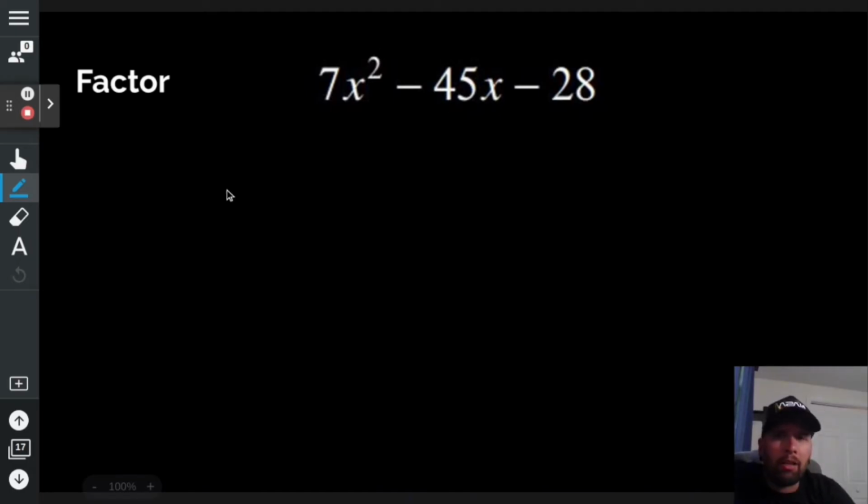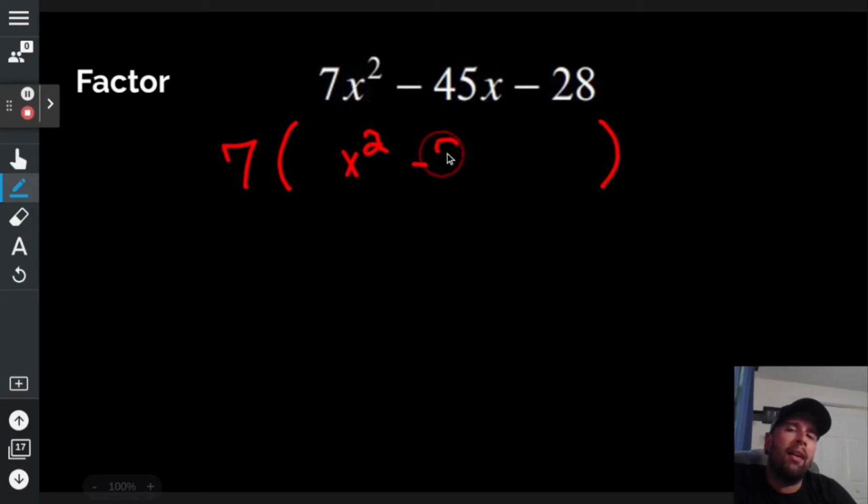All of those are divisible by 7, which means I can factor out a 7, and that's what I'm going to do. When you factor out a number, you divide that number from all of these numbers, but leave the x's alone. Now, if I were to bring out an x, that's a different story, but that's not what I have. So if I divide 7 from 7, I have an invisible 1. Drop down the x squared, because remember, leave the x's alone. If I divide a 7 from negative 45, I have negative 9. Drop down the x. And if I divide a 7 from negative 28, I have negative 4.